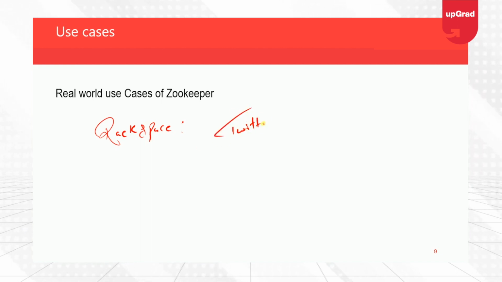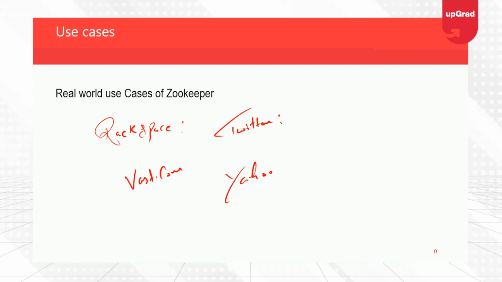Twitter. Twitter uses Zookeeper for service discovery. Vast.com. Vast.com uses Zookeeper for sharding services. Yahoo. Yahoo is the major vendor of Hadoop, I would say. Yahoo uses Zookeeper for various purposes and utilizes it the most. For example, Yahoo uses Zookeeper for leader election, configuration management, sharding, locking, and group membership.